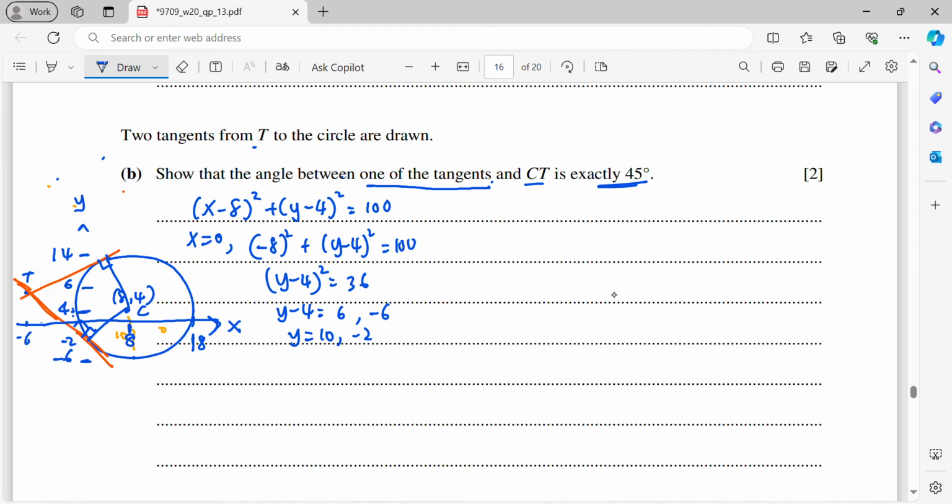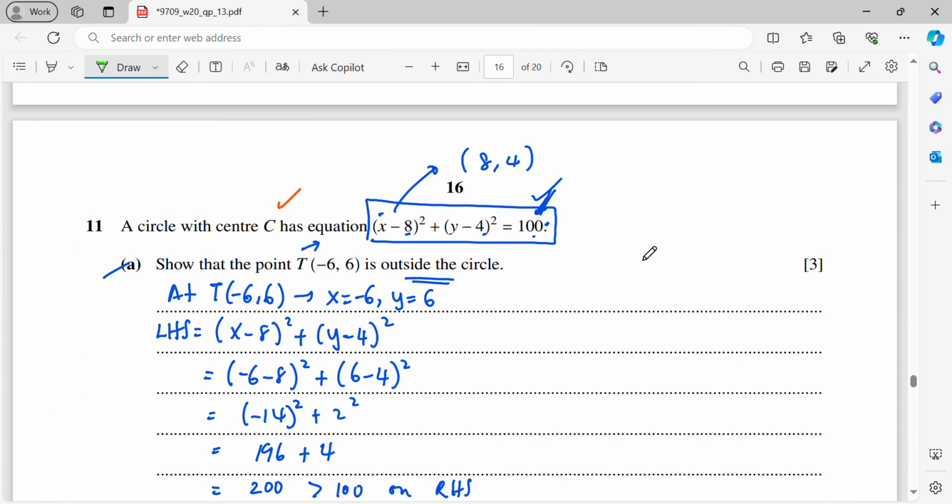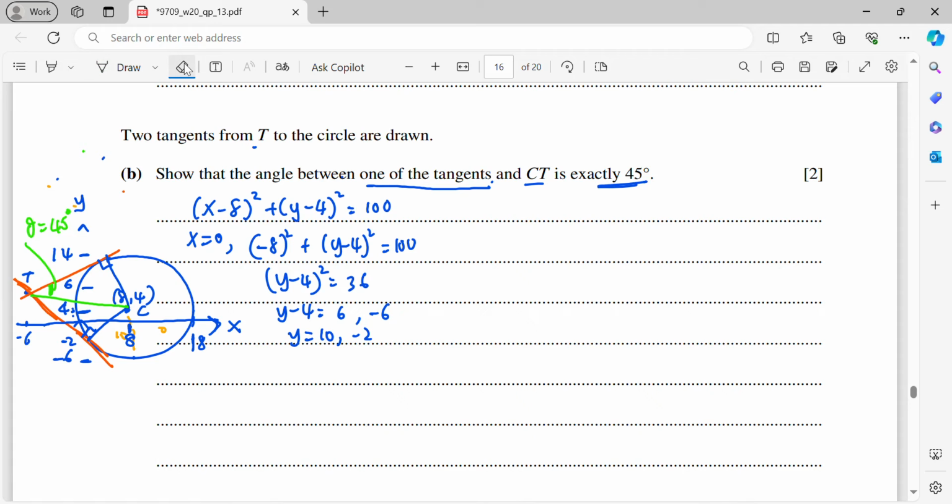And now you need to find out that the angle between one of the tangents, the orange color, and CT. So CT is here. So that means I need to show this angle is 45. Okay, so from here, let me check the question. Let this be the A. Okay, so now what I need to do here is find out this angle.